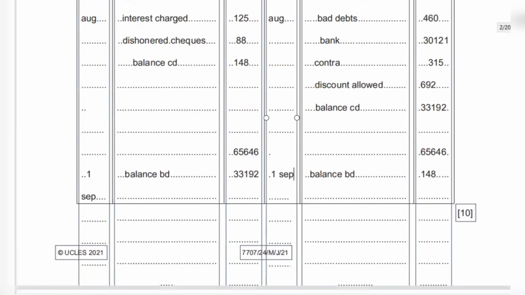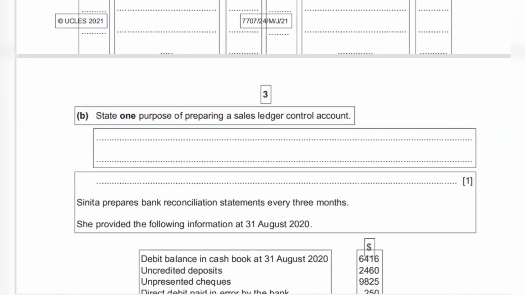Okay, moving towards B part. State one purpose of preparing a sales ledger control account. Sales ledger control account helps in detecting fraud and errors in our records. It helps in the formation of the statement of financial position, as from the sales ledger control account we get trade receivables and sales balances that are used in making the income statement and statement of financial position, as trade receivables go into the current assets column and sales goes in the profit and loss account and helps in calculating the profit for the year.